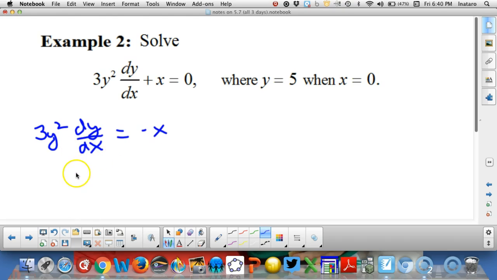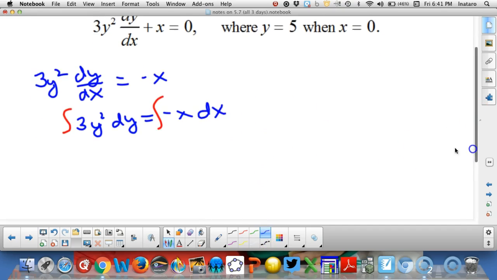And then let's multiply both sides by dx. So I have 3y squared dy equals negative x dx. And so now I need to do the opposite of taking the derivative, which is to take the integral of both sides, or take the antiderivative of both sides.